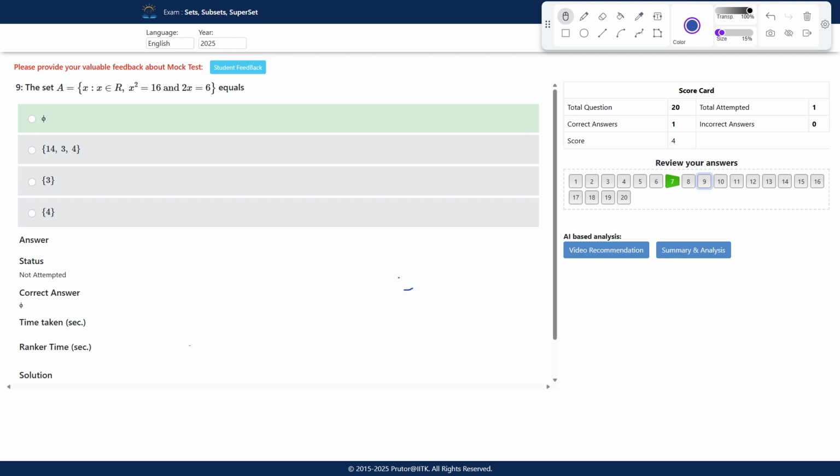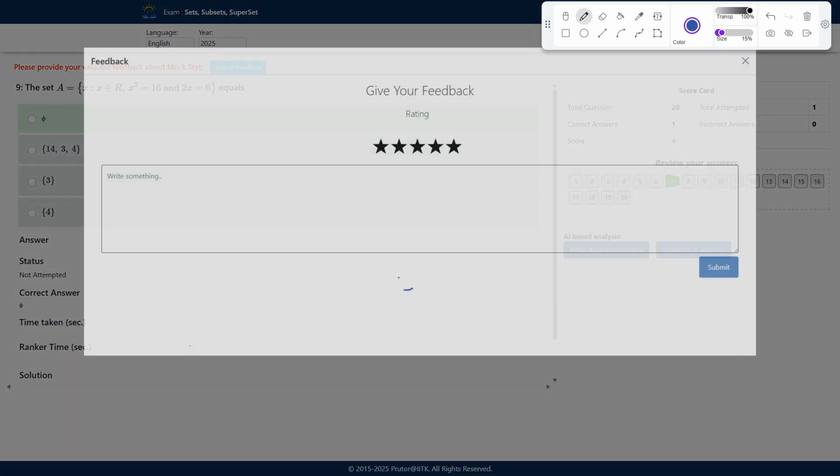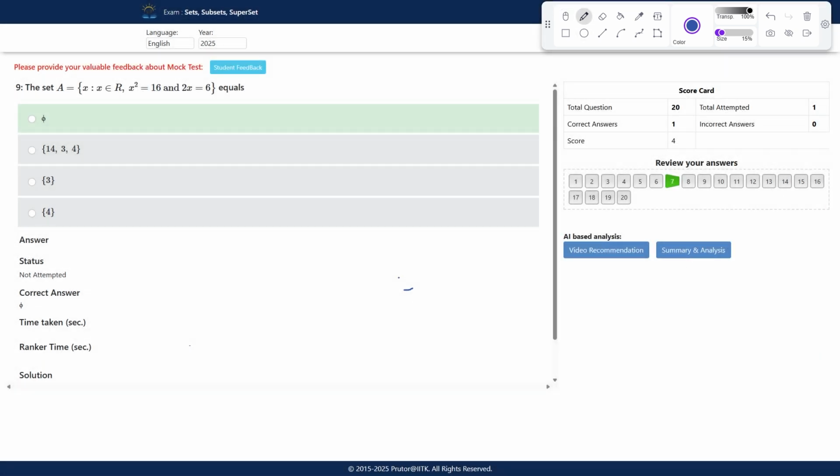So set A in set builder form is given to you: the collection of all x such that x is from the set of reals.